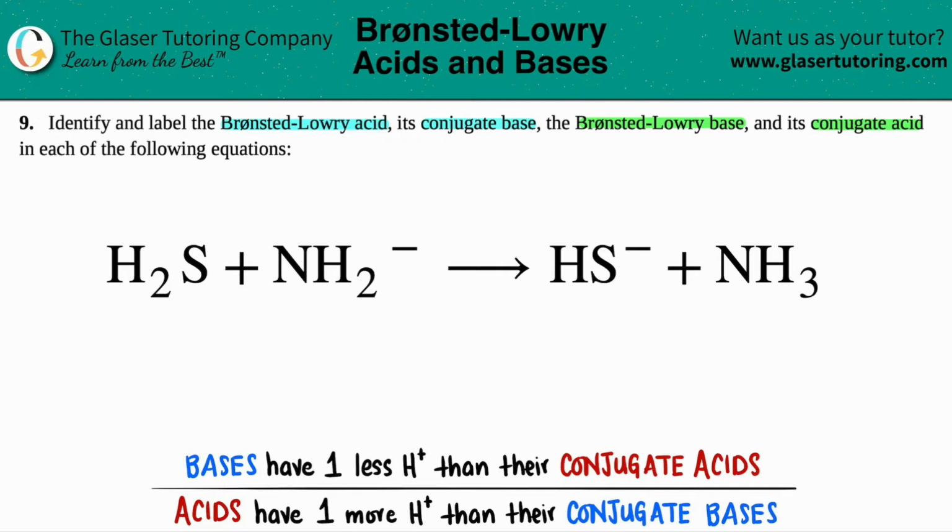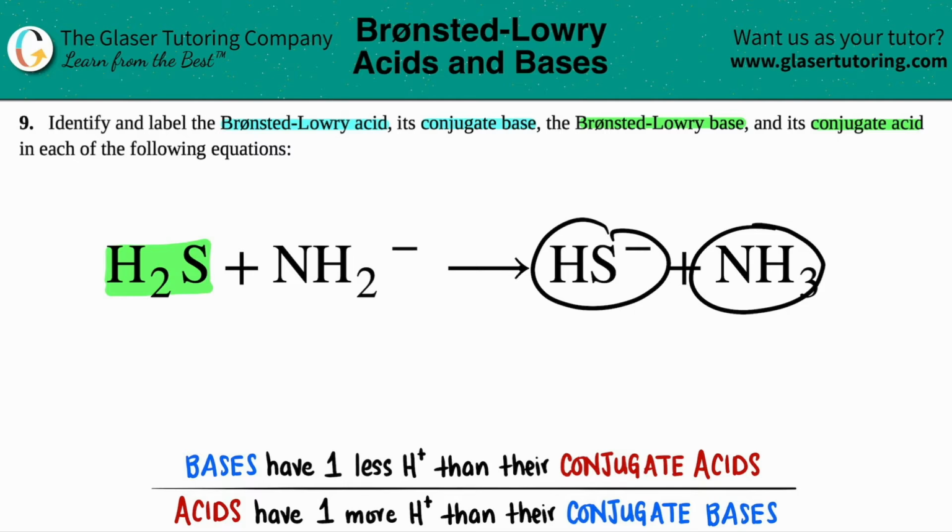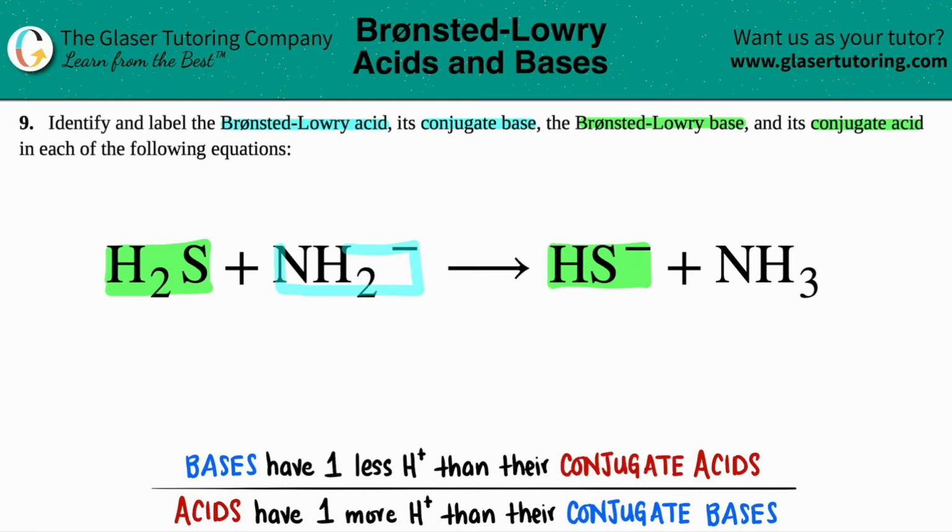Pick the molecules and the ions on either side that look very similar to each other. So for example, if I pick this H2S, which species on the product side will pair up with H2S? Yeah, the HS minus, right? They look very similar. They both have sulfur in them. And then NH2 minus, nitrogen, goes with nitrogen, the NH3. So there's my two pairs.